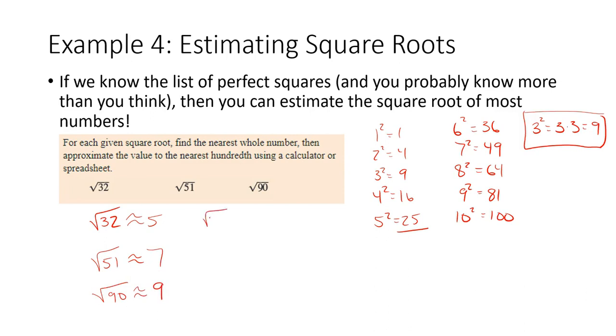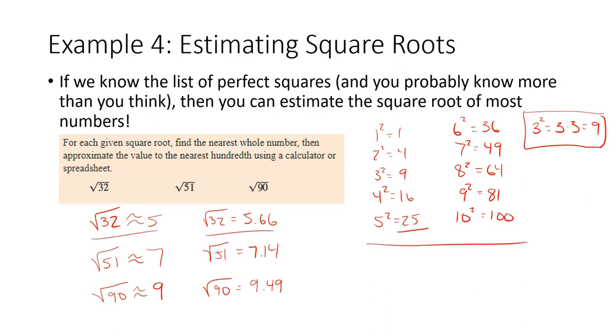Now if we want to take this a little further, we can plug this into a calculator. The square root of 32, 5.66. The square root of 51, 7.14. And the square root of 90, 9.49. And so if we know the perfect squares, we can still approximate pretty closely to what those square roots are. Or we can just use a calculator to determine the square roots and round them to the nearest hundredth.